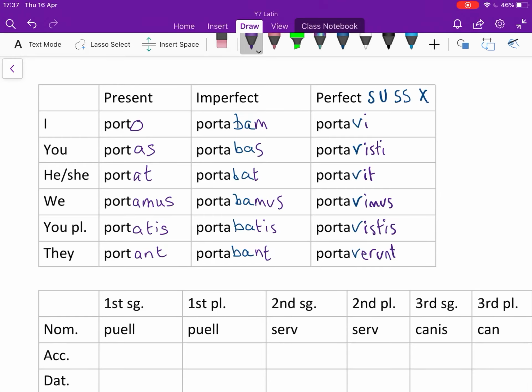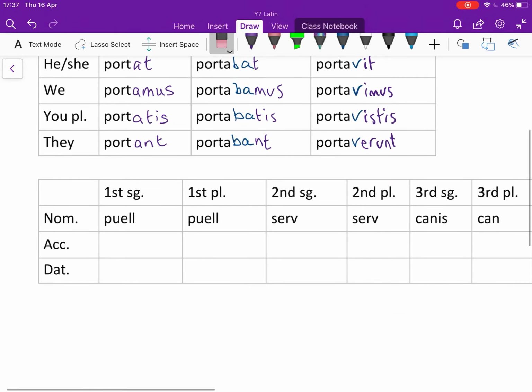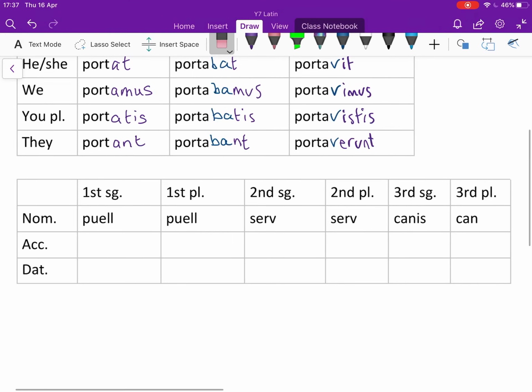Brilliant. Now let's take a look at some nouns. So here we go, nice blank table. Can you remember what the different cases are used for?